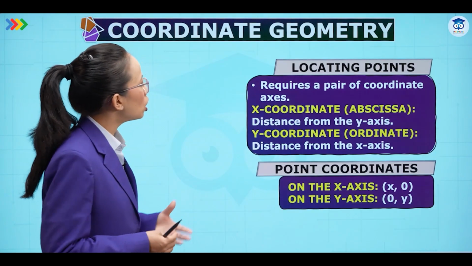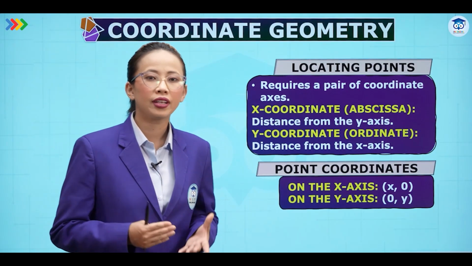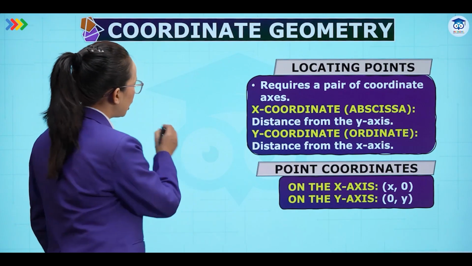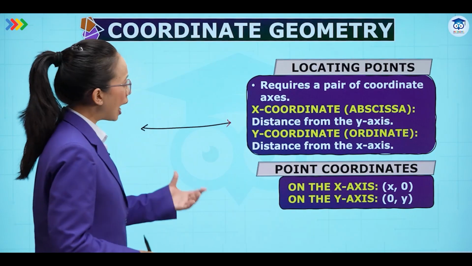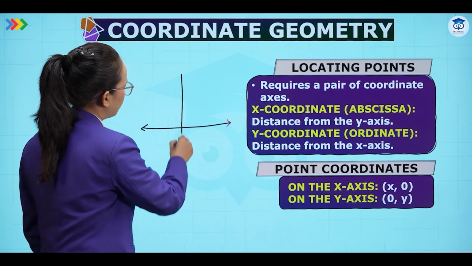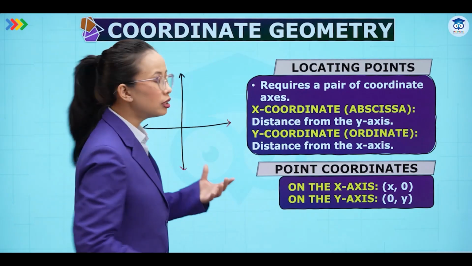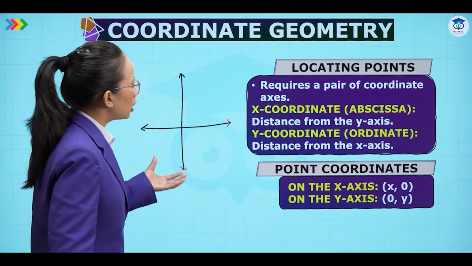In this we are going to have the x-axis and y-axis. The x-axis is the horizontal line, and the y-axis is the vertical line, which is mutually perpendicular to each other. So the angle is 90 degrees.